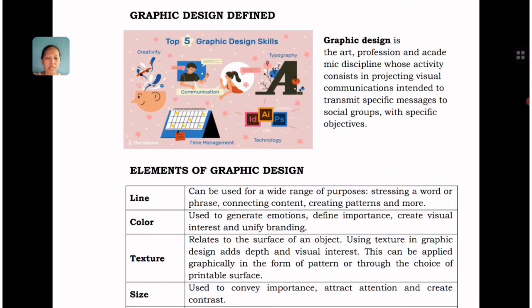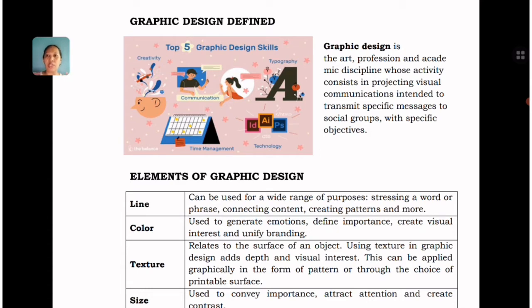So what is graphic design? It is an art, profession, and academic discipline whose activity consists in projecting visual communications intended to transmit specific messages to social groups with a specific objective. So yung design, dapat meron nga yan, nabanggit natin kanina, may function, may objective kung bakit ginagawa. For the top 5 graphic design skills, we have our creativity, communication, typography, time management, and technology.